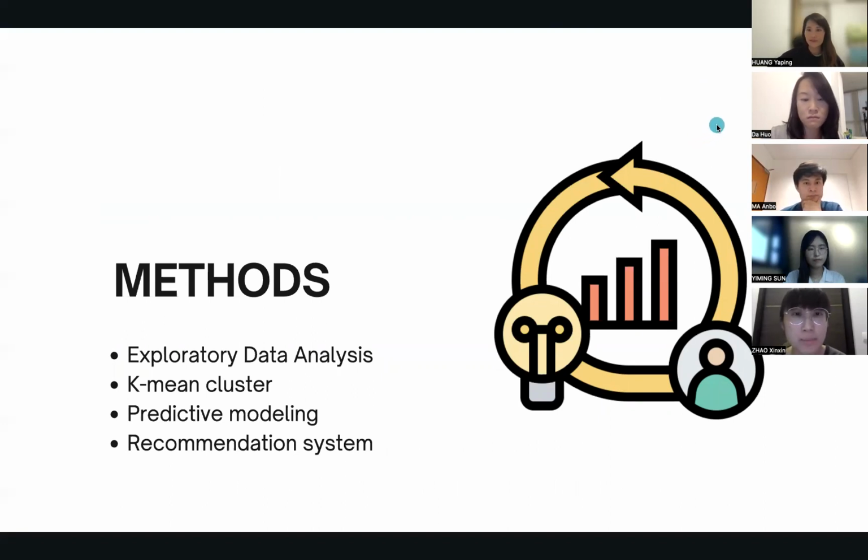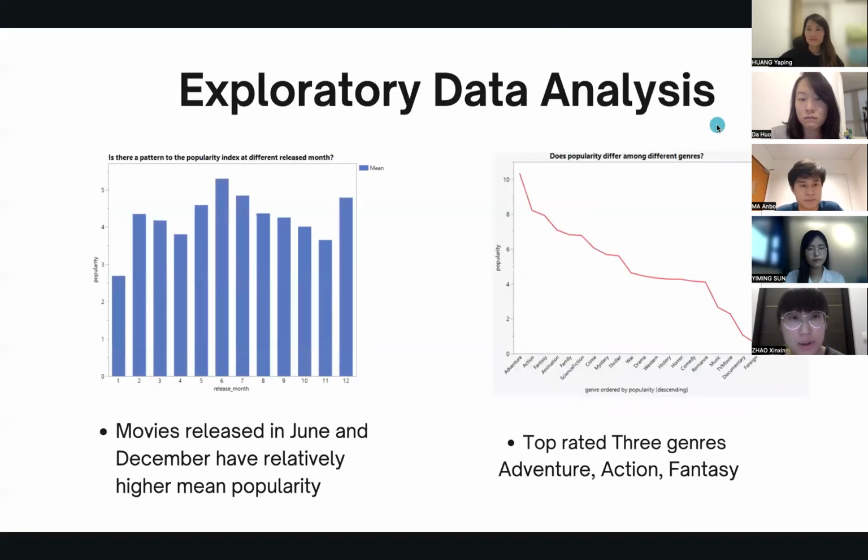Thanks, Yaping. To better understand our dataset, we conduct EDA first. Next slide, please. Since our project considers popularity as an important goal, we mainly focus on finding factors that will affect popularity. From the left graph, we can see movies released in June and December have relatively higher mean popularity. That may be because people have more free time due to public holidays and so on.